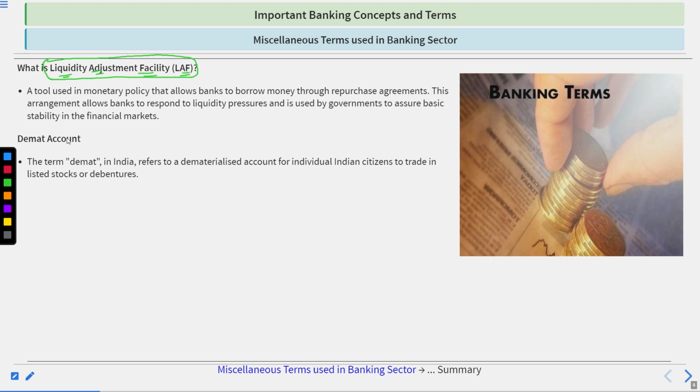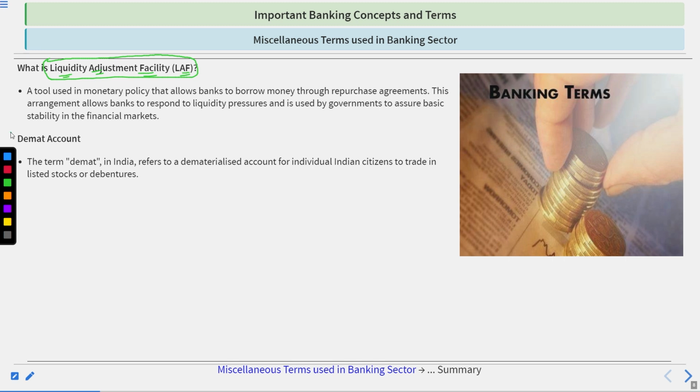A tool used in monetary policy allows banks to borrow money through repurchase agreements. This arrangement allows banks to respond to liquidity pressure and is used by the government to assure basic stability in the financial market. Okay.